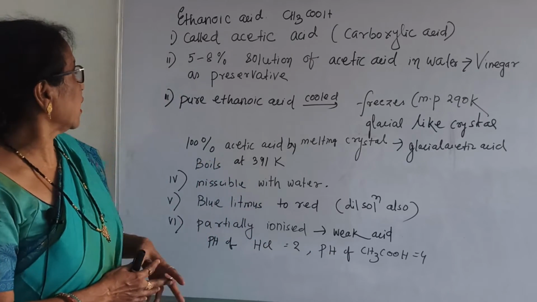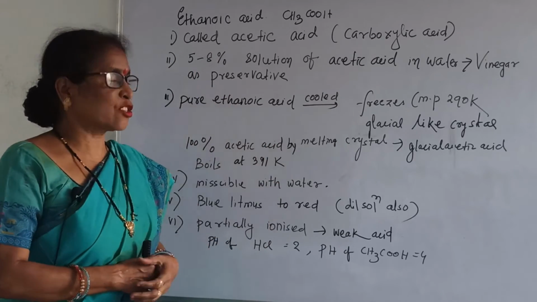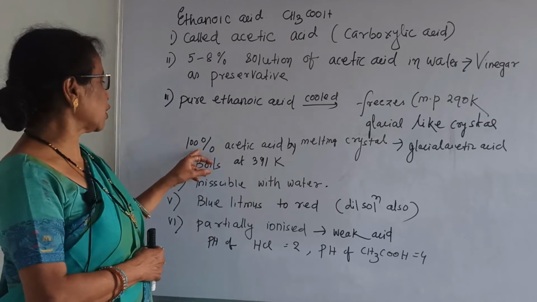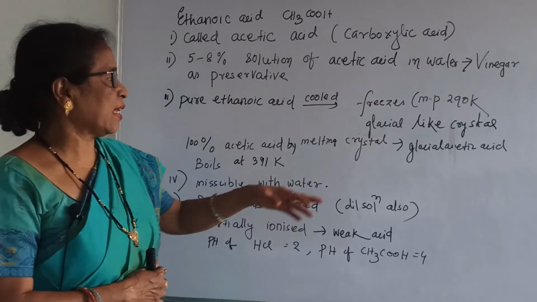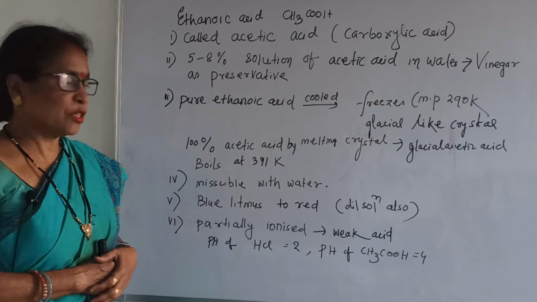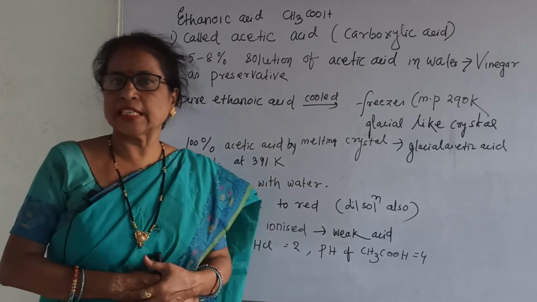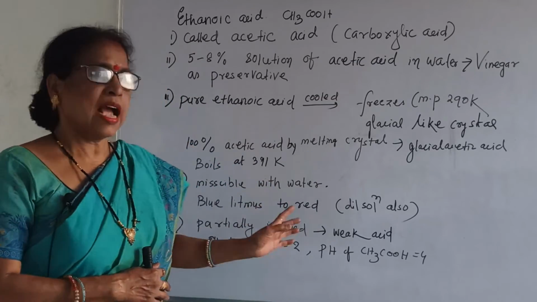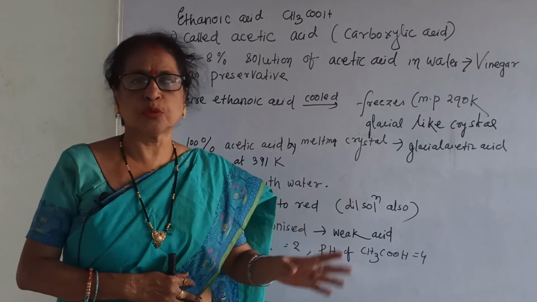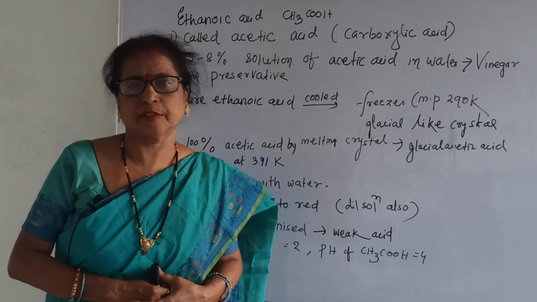So here you can see the main properties of ethanoic acid. When it is in crystal-like solid structure, that is glacial crystal. On heating, melting it, 100% acetic acid forms, and that is called glacial acetic acid. It boils at 391 Kelvin, is miscible with water, and turns blue litmus to red. It is a weak acid because it is not completely ionized. The pH of acetic acid is 4 and the pH of HCl is 2. Next we will proceed to the chemical properties of acetic acid.